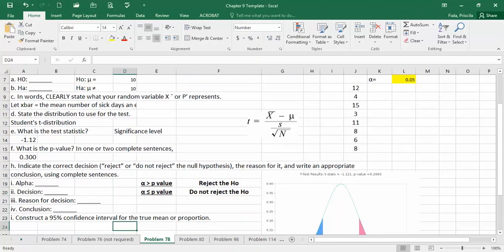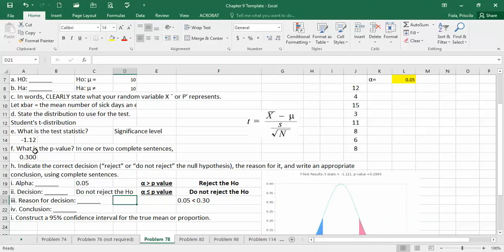Then right now, to complete the problem, let me see one thing here. Your alpha, remember what I said, if you're not given an alpha, let's use 0.05. Therefore, your alpha is 0.05. Is 0.30 smaller or higher than 0.05? It's higher than your alpha, correct? Therefore, your decision is do not reject the null hypothesis.